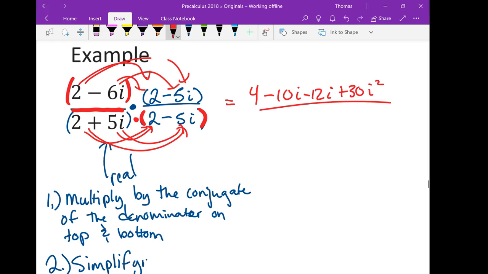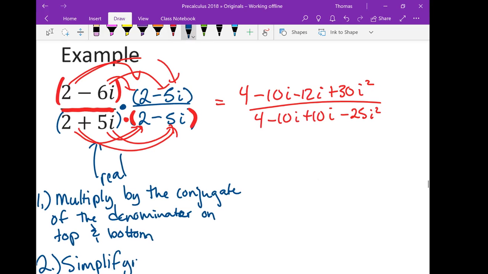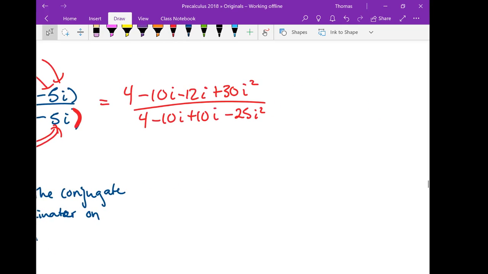On the bottom, 2 times 2 is 4. Negative 10i plus 10i and negative 25i squared. And feel free to pause the video and check this multiplication, that it makes sense, that where all the signs are coming from, that they work out and you agree. But as we move forward, we're just now simplifying these expressions.